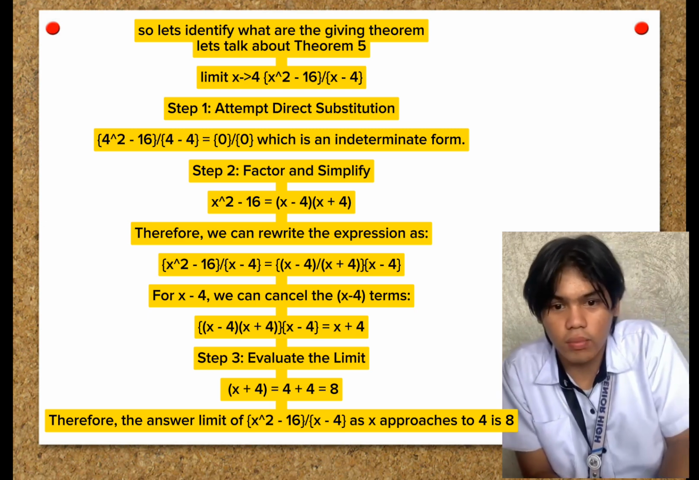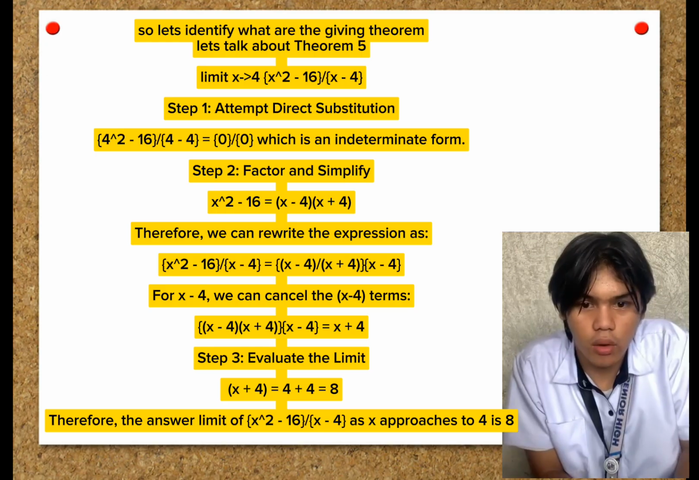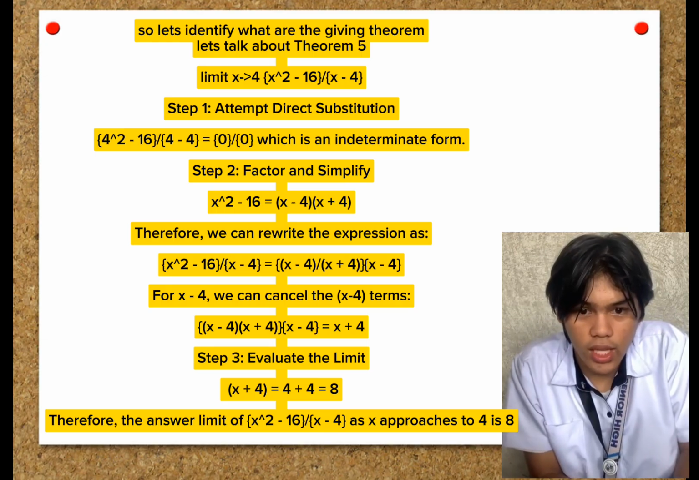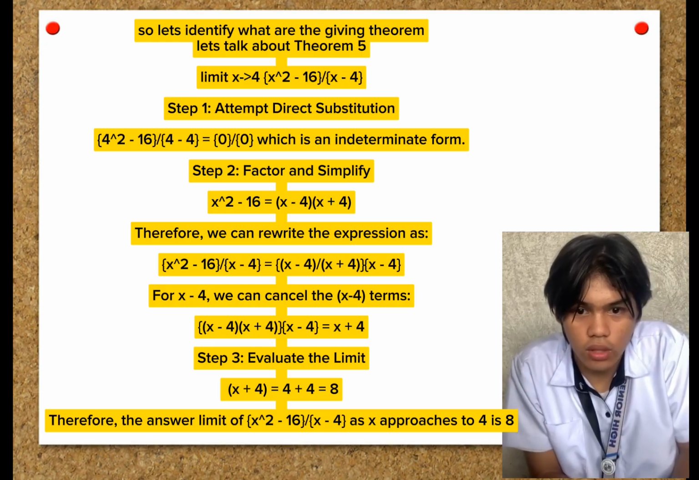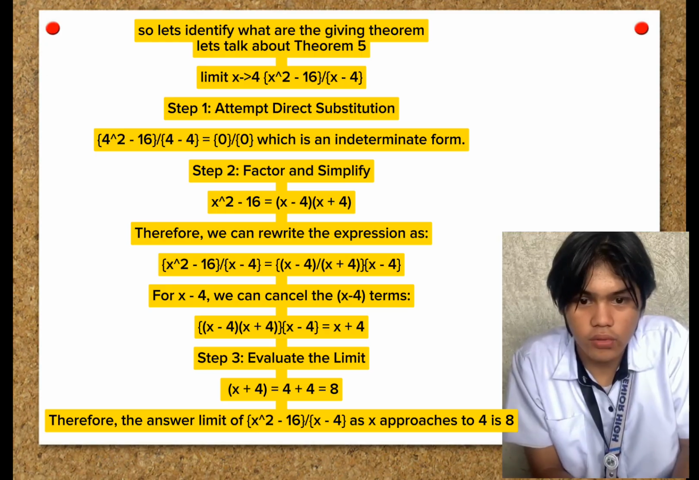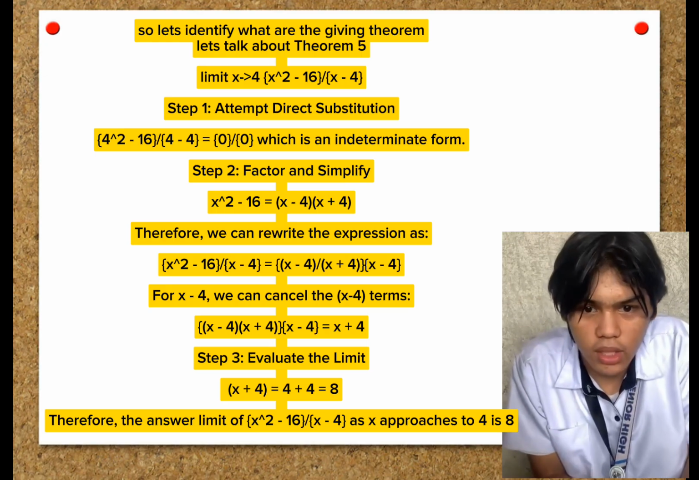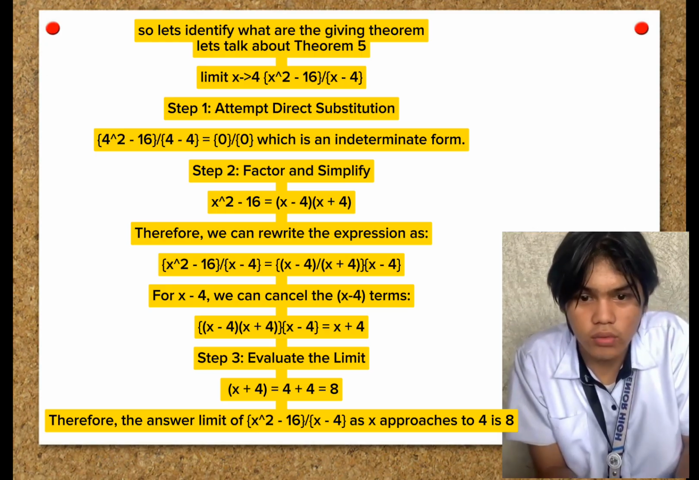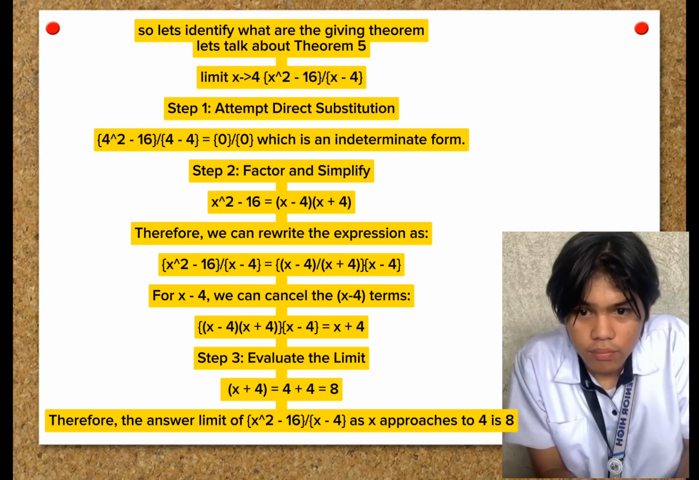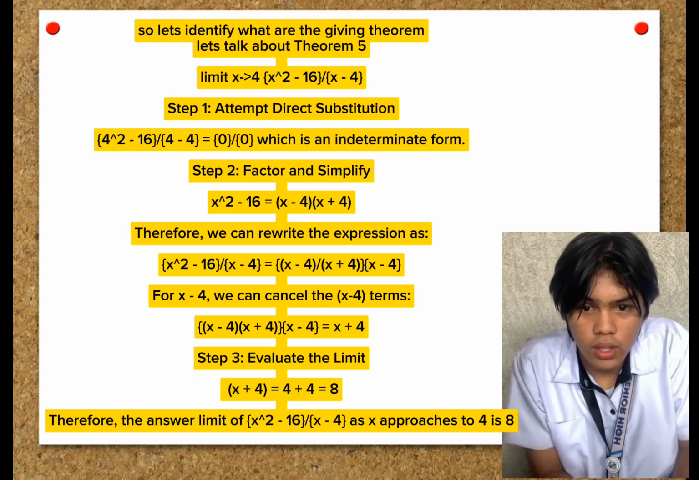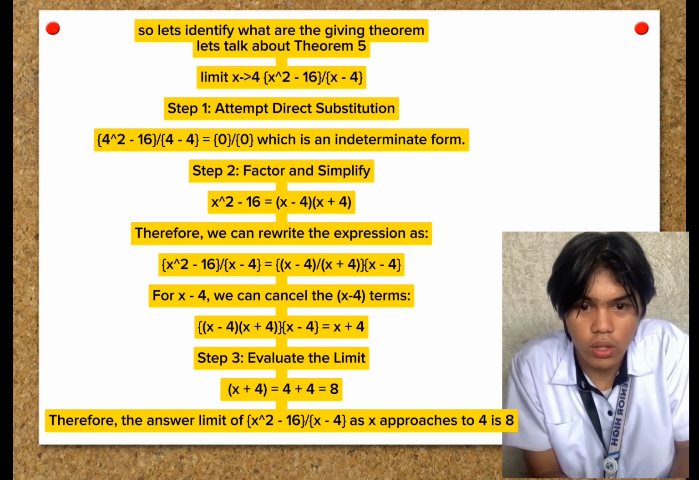Therefore, we can rewrite the expression as x squared minus 16 over x minus 4 equals x minus 4 times x plus 4 over x minus 4. We can cancel the x minus 4, so the expression equals x plus 4.